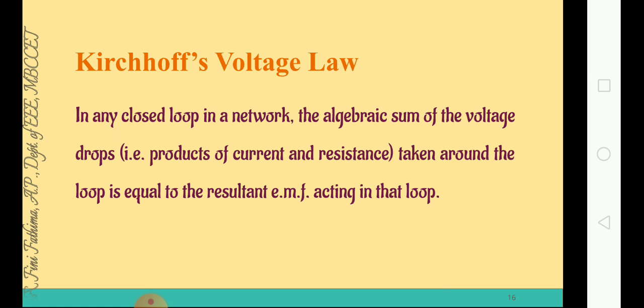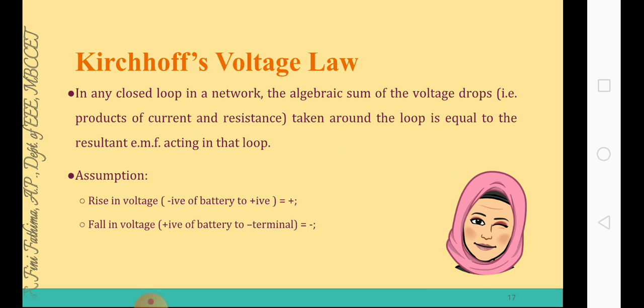So in the exam, if you are asked to state Kirchhoff's voltage law, you have to state that in any closed loop in a network, the algebraic sum of the voltage drops, that is the products of current and resistance taken around the loop, is equal to the resultant EMF acting in the same loop. Okay.